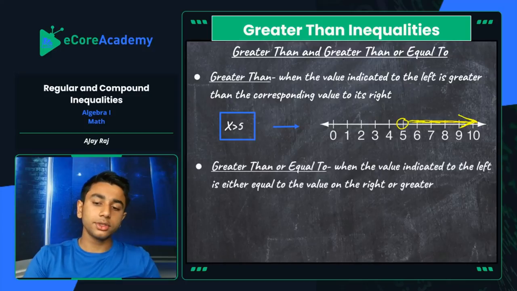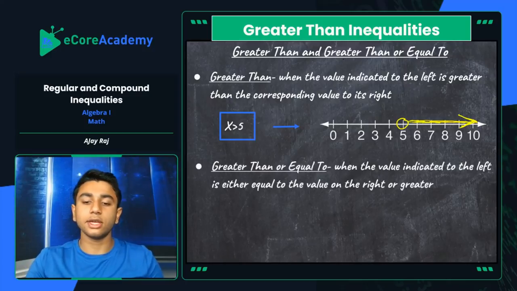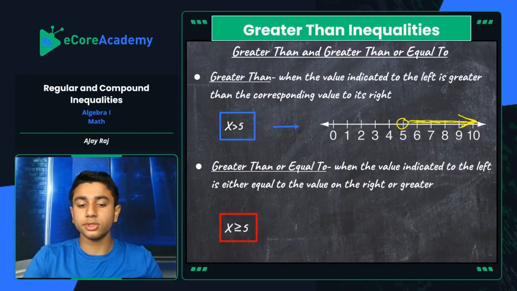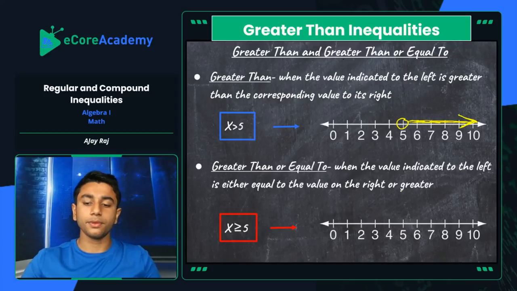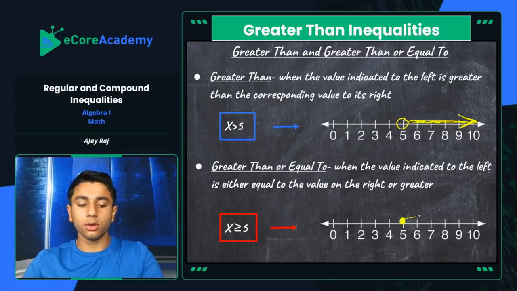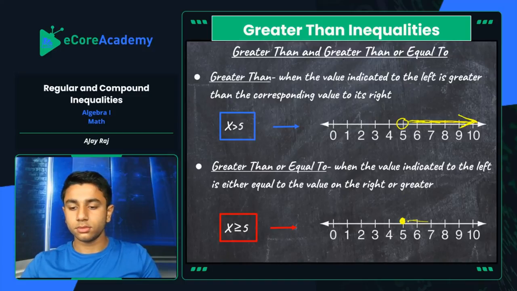Now, for greater than or equal to, it's when the value indicated to the left is either equal to the value on the right or greater. So how would we represent that? That could be represented, for example, as x is greater than or equal to 5. This merely means that 5 is also included in this data set, and it's everything greater than or equal to 5, so it's moving towards the right. So we'll have a closed point here, and then we're merely moving onwards towards the right-hand side. Just bold that for you guys so you can see.